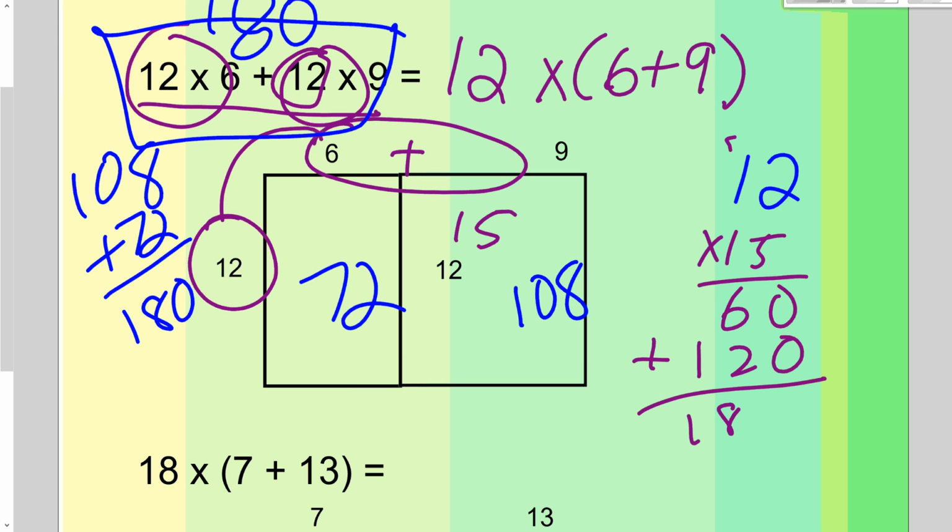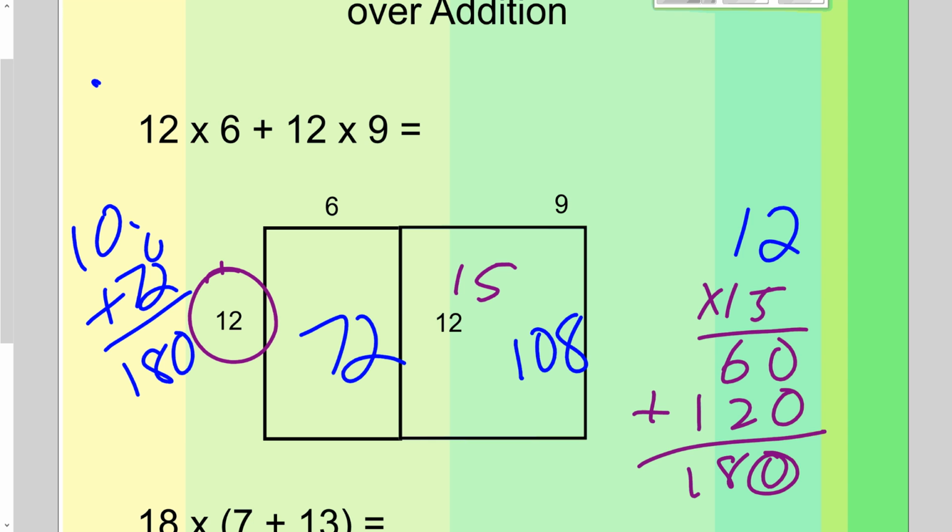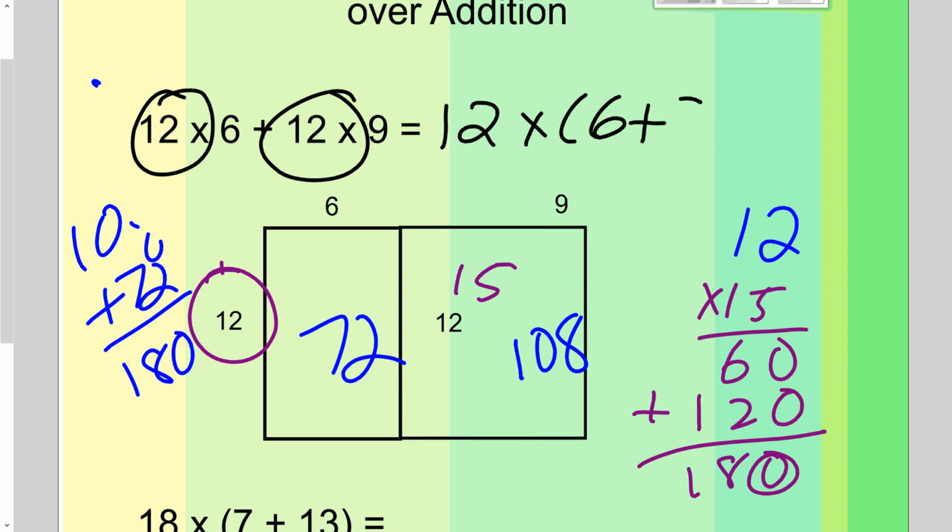So one of the things that we can see is that it comes out to 180. So it doesn't matter which way we do it, we're going to get the same answer. So 12 times 6 plus 12 times 9, we can rewrite as 12 times 6 plus 9, and we will get the same answer.